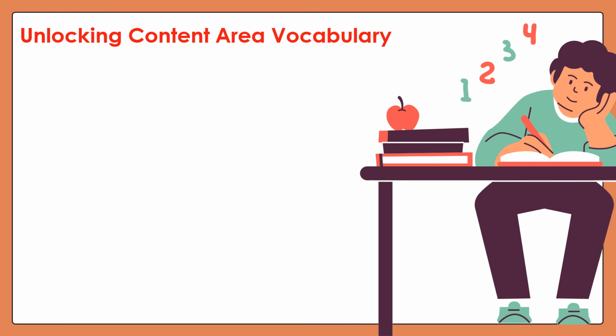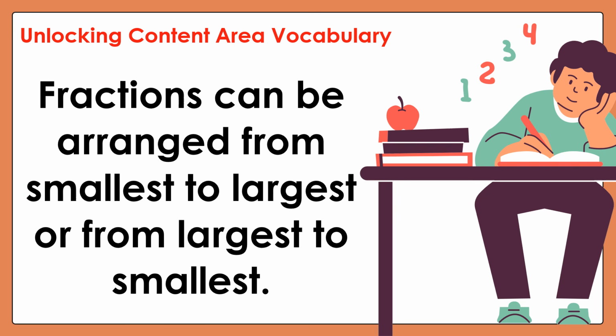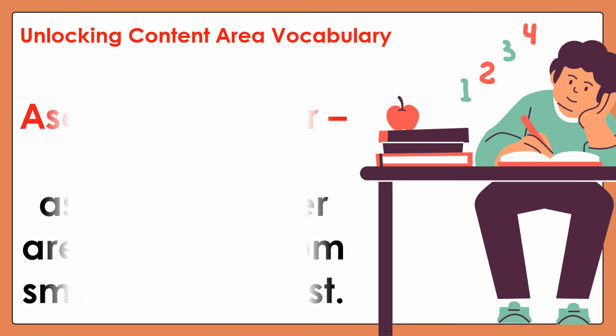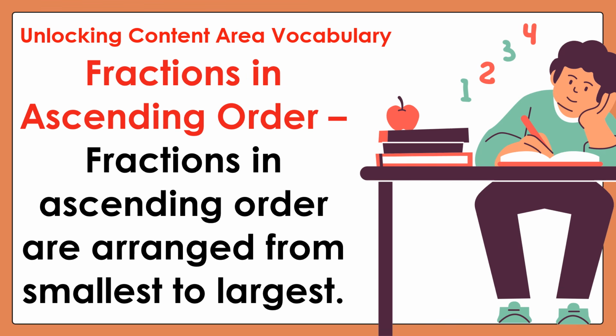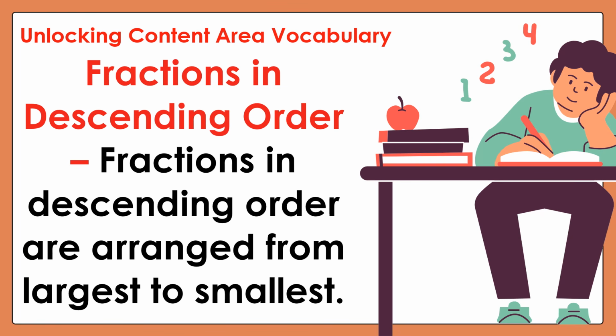Unlocking Content Area Vocabulary. Fractions can be arranged from smallest to largest or from largest to smallest. Fractions in ascending order are arranged from smallest to largest. Fractions in descending order are arranged from largest to smallest.